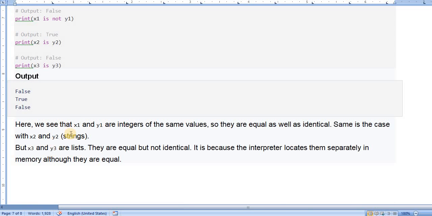So false to false. Here we see that x1 and y1 are integers of the same value, so they are equal as well as identical. The same is the case with x2 and y2. But x3 and y3 are lists, so they are equal but not identical. It is because the interpreter locates them separately in memory, although they are equal.